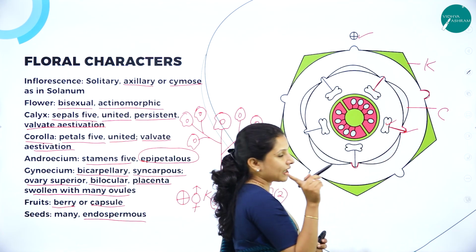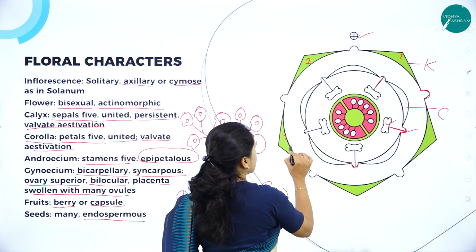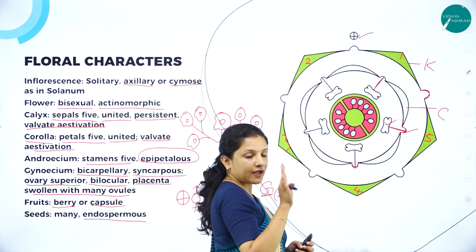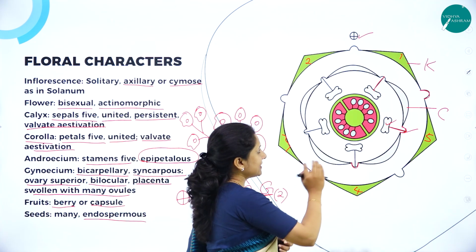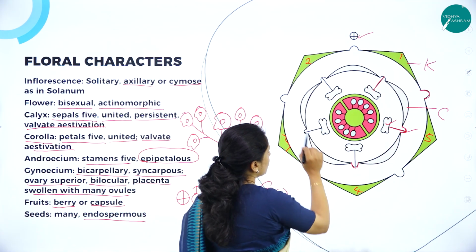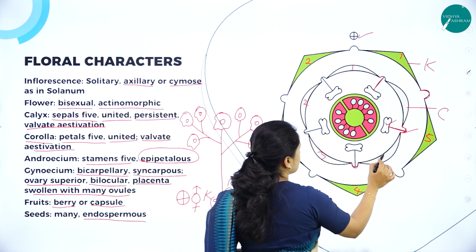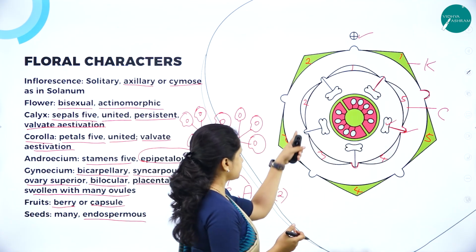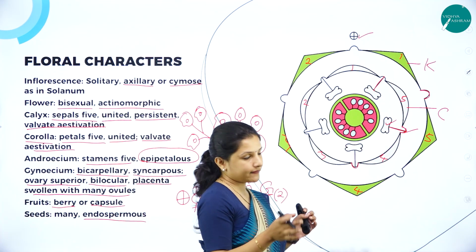So how many are there? Now count the calyx. 1, 2, 3, 4, 5. Calyx is 5. They are gamosepalous, meaning they are fused, and estivation is valvate. Drew it, right? Next is the corolla. Corolla are also 5 in number. 1, 2, 3, 4 and 5. They are fused. We have shown it as fused, and estivation is again valvate here.